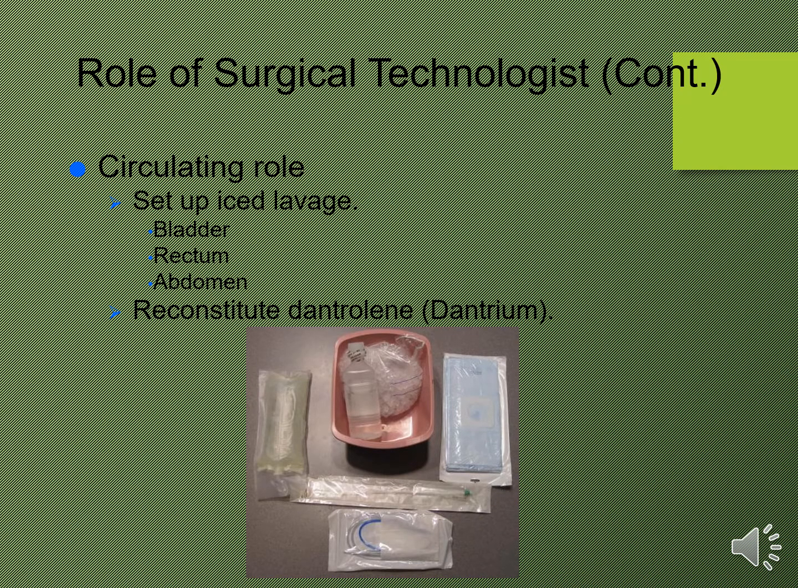So here's some additional things in the circulating role that you might be asked to do. You might set up the ice lavage that I talked about, that extra pair of hands. Also, if they don't have a Foley catheter in, they're going to need to have one of those placed in their bladder. And they can also do continuous bladder irrigation with cold saline to help cool them from the inside. They may have a Mallinckrodt catheter placed in the rectum, and they can irrigate that with cold saline as well. And then the abdomen, if it's open, they can use that cold irrigation there. And also, if you are in the circulating role, you may reconstitute dantrolene as well.